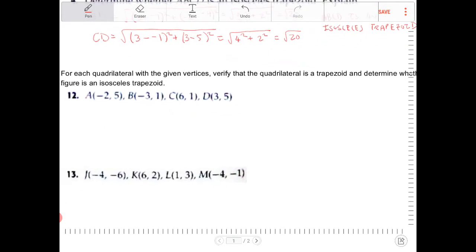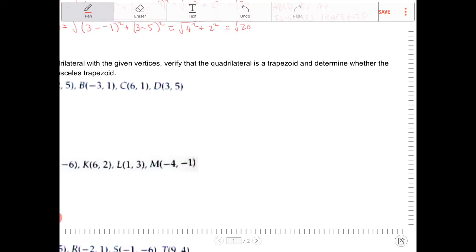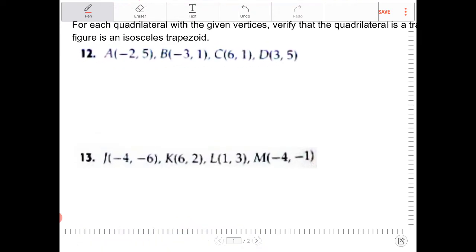Okay, for each quadrilateral with the given vertices, verify that the quadrilateral is a trapezoid and determine whether the figure is an isosceles trapezoid. So what I'm going to do is pretty much apply the same technique. I will find the slopes of AB and then the slope of CD. So the slope of AB is equal to 1 minus 5 over negative 3 minus negative 2. And that is negative 4 over negative 1, which is positive 4.